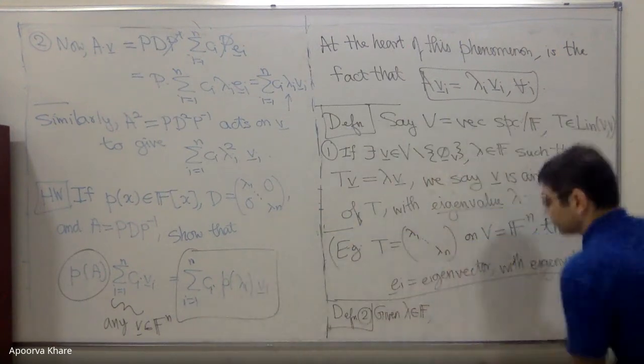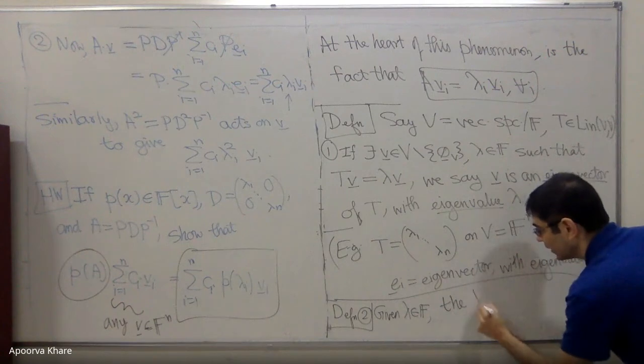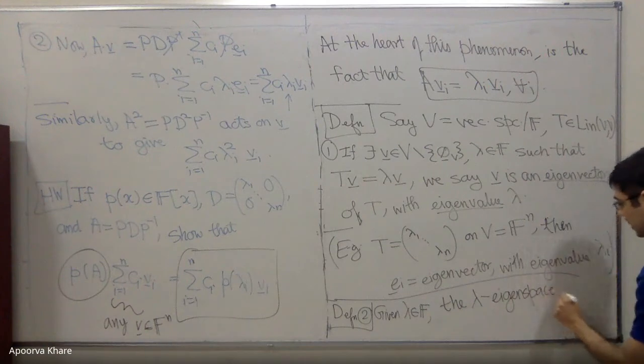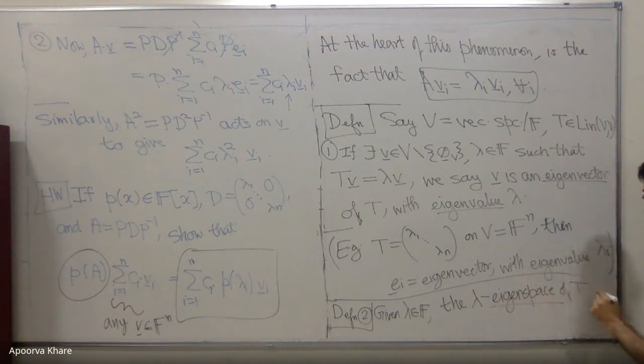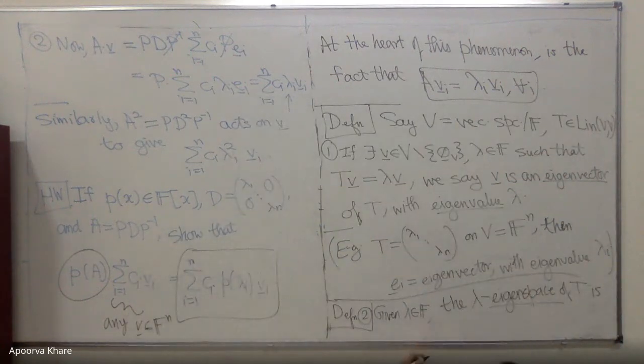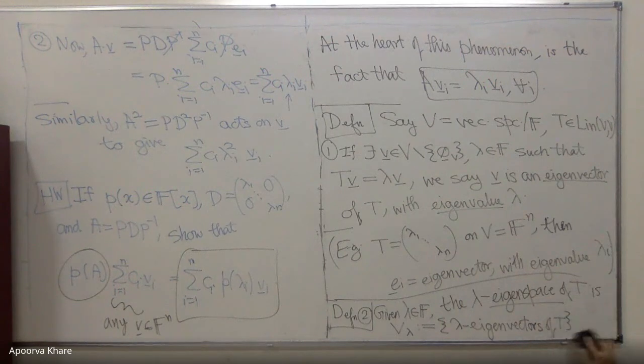the lambda eigenspace, so eigenvalue, eigenvector, and now eigenspace, of T is, I'll call it V lambda. So V lambda is equal to all the lambda eigenvectors of T, union 0. Disjoint union 0.